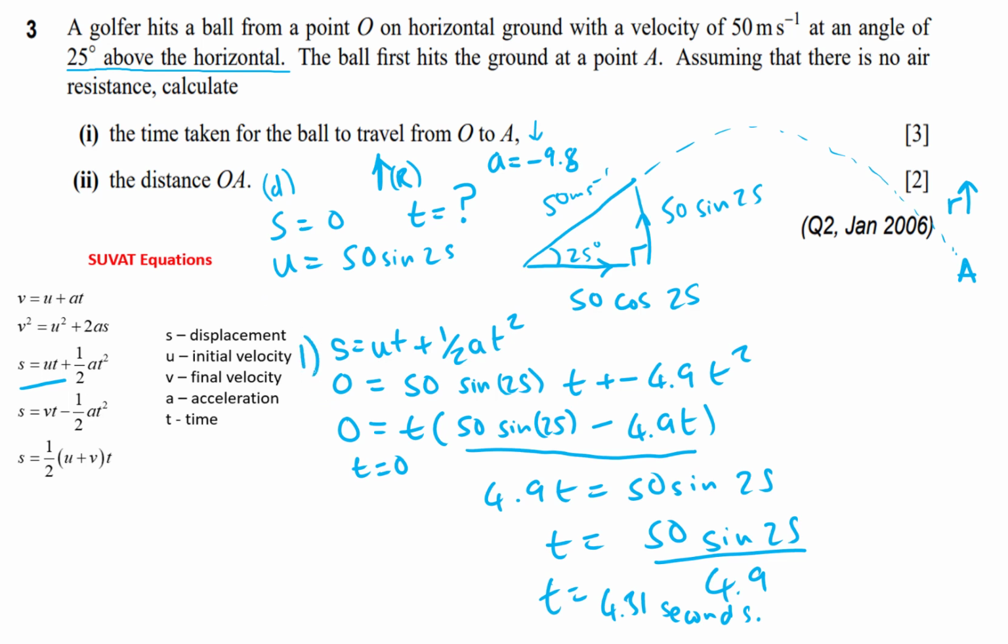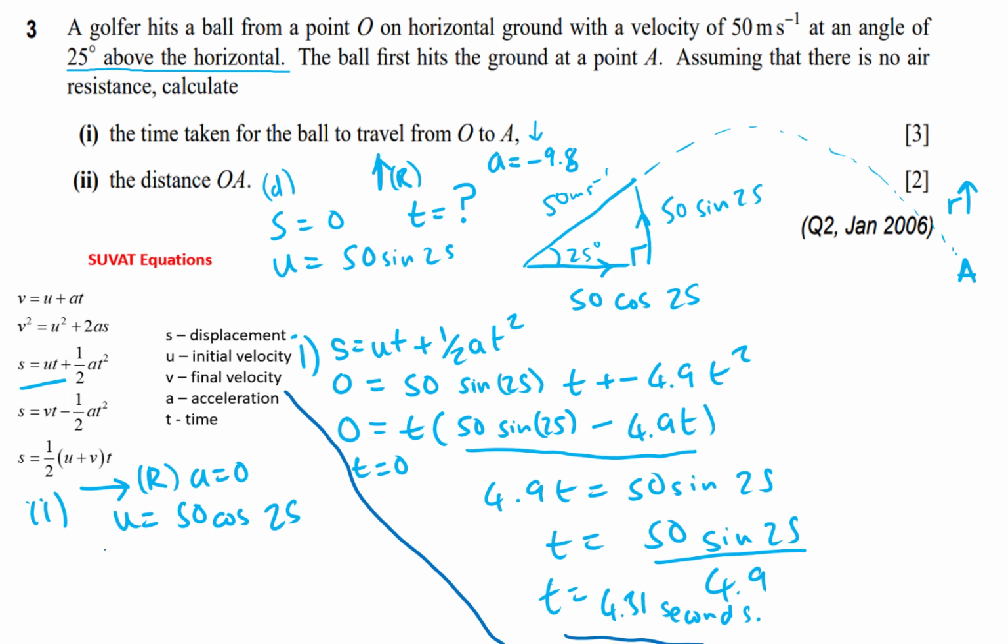Now that is part 1. Part 2, the distance OA, we'll resolve horizontally there. We have U equals 50 cos 25. I want you to always just do this out of habit. A equals 0 here. Just going to change colour pen and segment that bit out. Now we know T from before, because it hits the point A. It hits the point A at T equals 4.31 seconds.